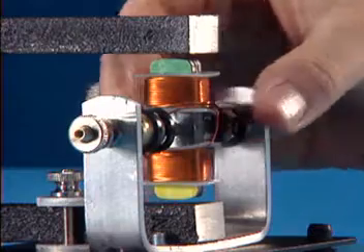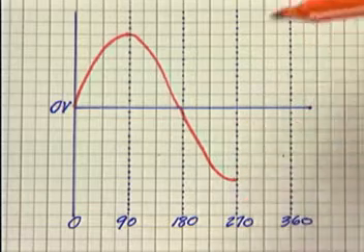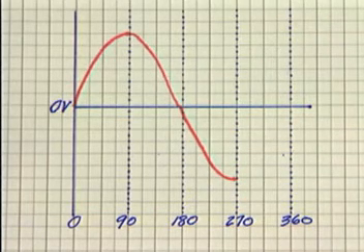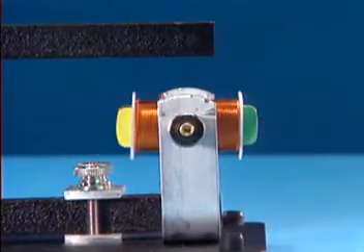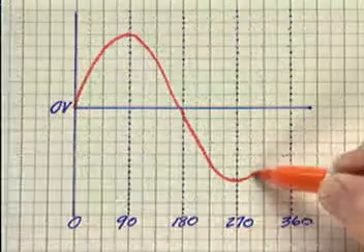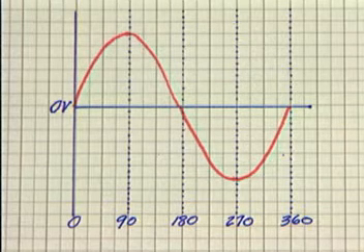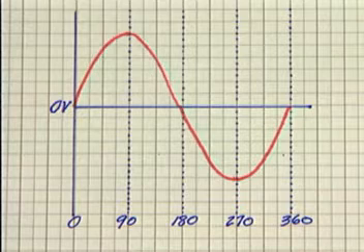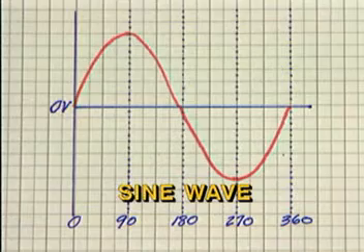Remember, this change of polarity occurs because the conductor is cutting the magnetic field in the opposite direction. At 3/4 of a revolution, the maximum negative value is reached. This occurs at 270 degrees on the horizontal axis. From this point, the voltage gradually decreases to 0 as the coil completes its rotation. At this point, the coil has completed 360 degrees of rotation, or 1 full revolution. Notice the shape that has resulted. This waveform is sinusoidal and is known as a sine wave.